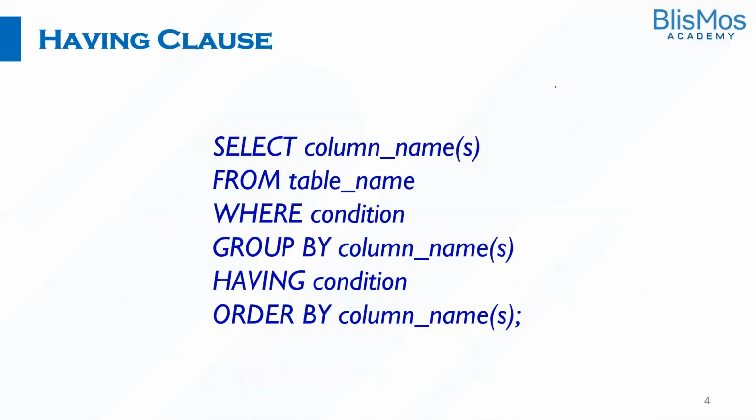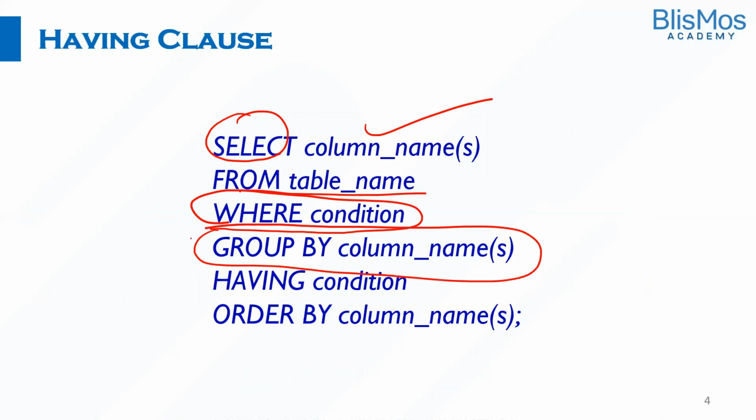This is the syntax to use the HAVING clause. If you see here, we are saying SELECT name of the column FROM table, and we are saying WHERE condition, then GROUP BY the column name, and we provide the HAVING condition. So this HAVING condition will be applied based on the aggregation. And in the end, we can also use the ORDER BY. We'll see this as a part of the practical example.